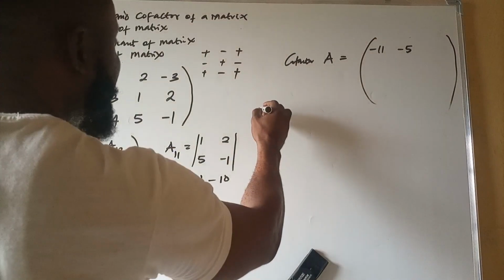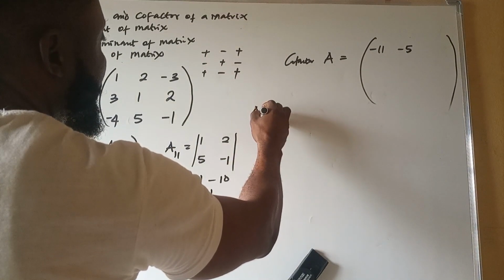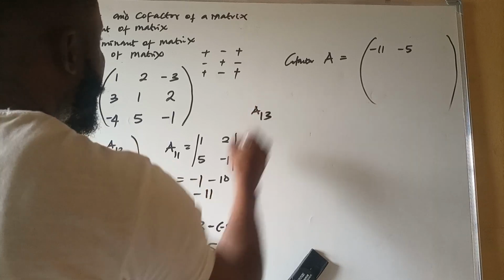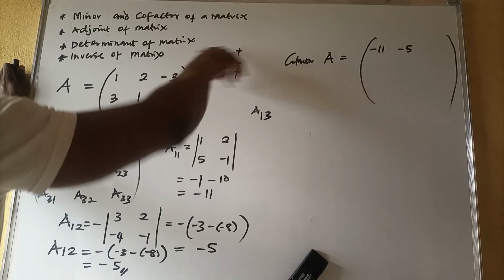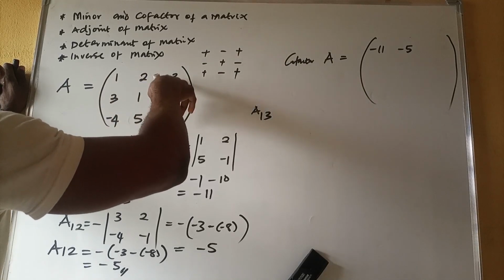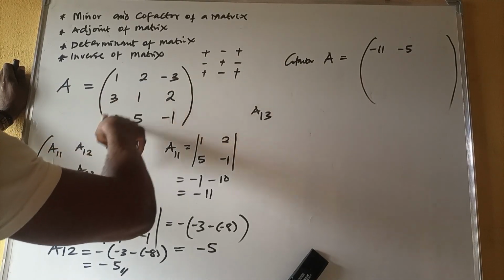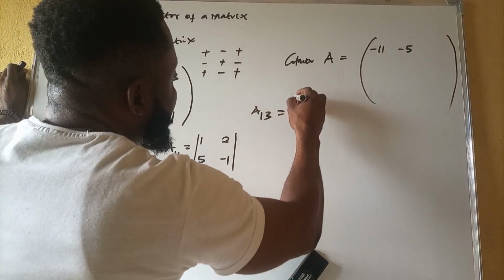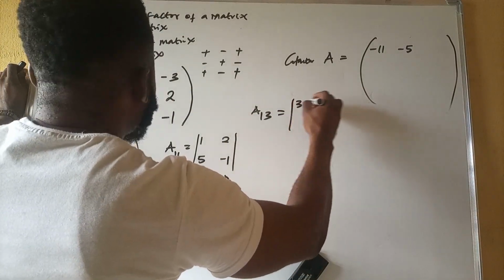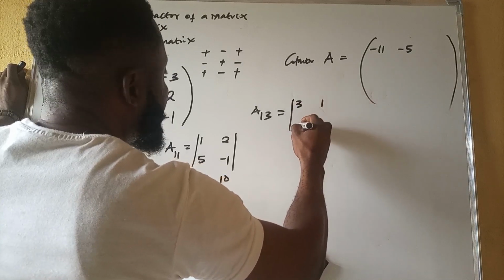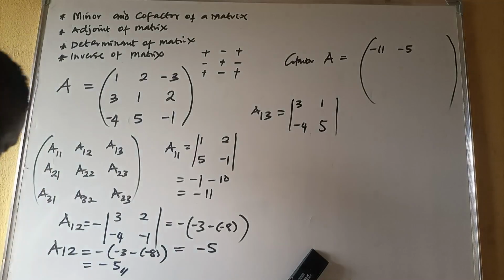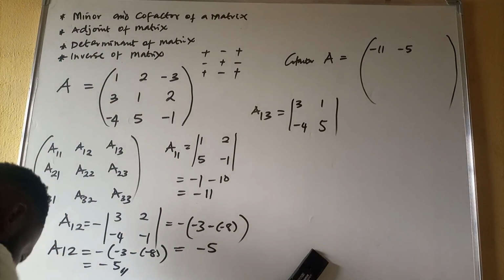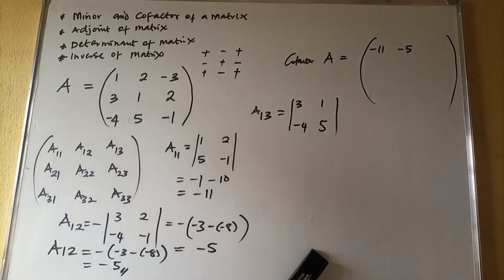So I'll go to the next one, which is A13. A13, which is this. I'm going to delete the column. This one, the sign conversion is plus. So I'm going to delete this row and delete the column. So I'm going to have 3, 1, minus 4, 5. So that will give me 3, 1, minus 4, 5.